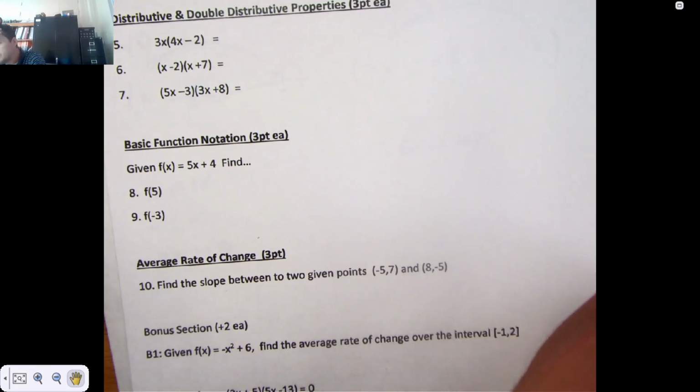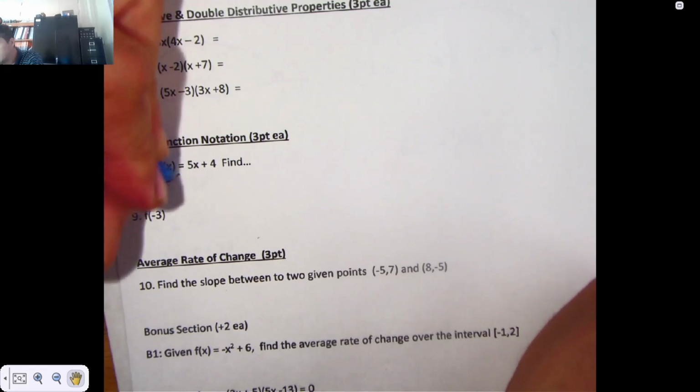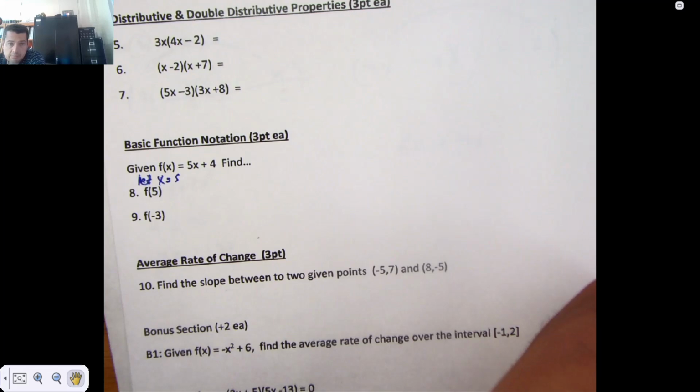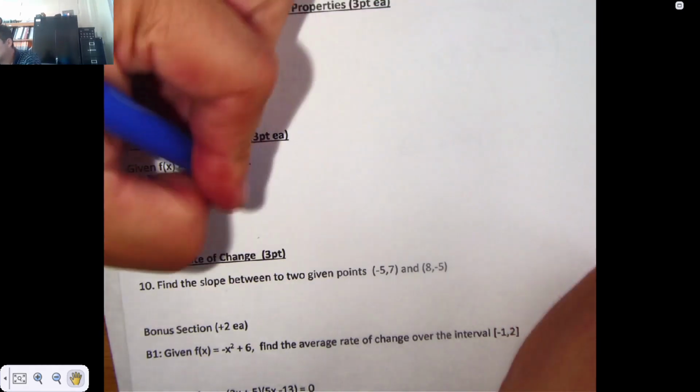What we got here? We got function notation. Probably 1 in 3 kids missed function notation on the last quiz, and it's so easy. This means let x equal 5. That's all it means. It's not hard. So f of 5 happens when x is replaced with a 5. 5 times 5 is 25. You add 4, you get 29.